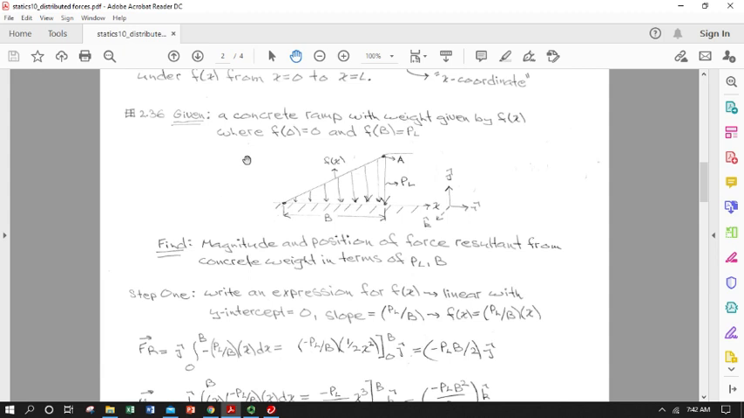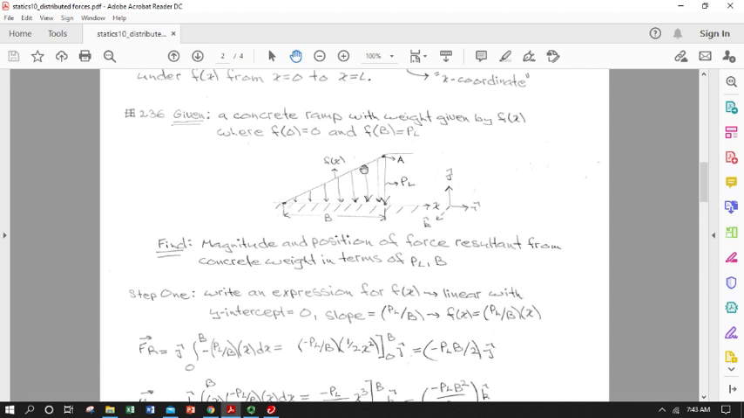Okay, so we're going to just step through a quick example here. Actually, it's not so quick, but this is a general one. So someone has a concrete ramp, and it has a weight given by some function, and the function is 0 at the beginning of the ramp, and it's equal to P sub L. So P is usually a distributed load, or Q are the common symbols for it, at some length L, and that's at position B here.